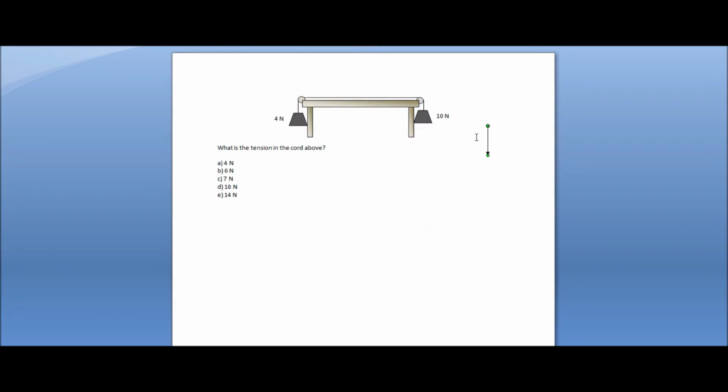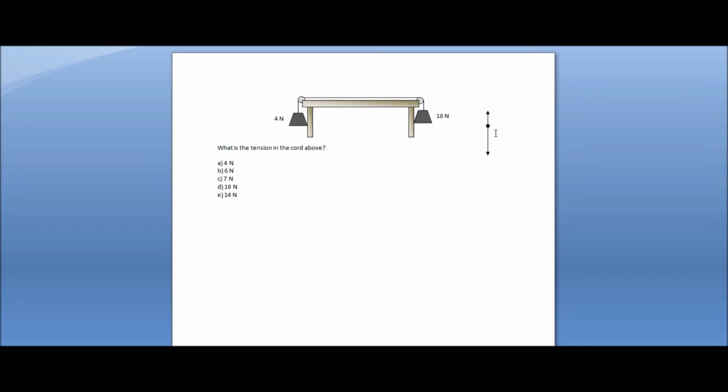There we go. So that's the 10 Newton pulling down this way, and you've got the 4 Newton pulling up that way. The 10 Newton is going to be pulling stronger, so that's just going to cause downward acceleration, meaning this one will go down. So the whole system should accelerate down that way. But the tension in the cord is going to be equal to the smaller of the two, the 4 Newton.